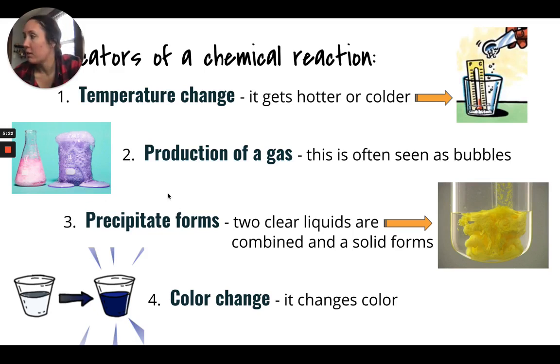The third one is called the formation of a precipitate. This is when you take typically two clear liquids, and when you combine them, a new solid forms. We call this new solid a precipitate. The last one is a color change. I like to add an unexpected color change. When you mix two things together, it forms a color that you didn't expect. So you take something clear and something that's brown and it turns purple. Or you take a silver nail and you put it in a liquid and it turns green. So an unexpected color change is another sign of a chemical reaction.